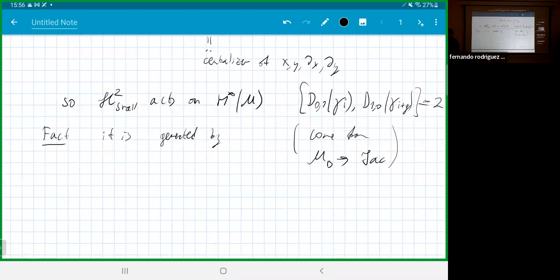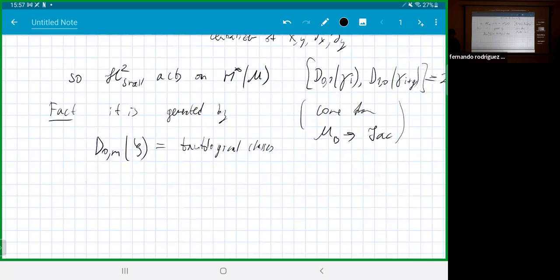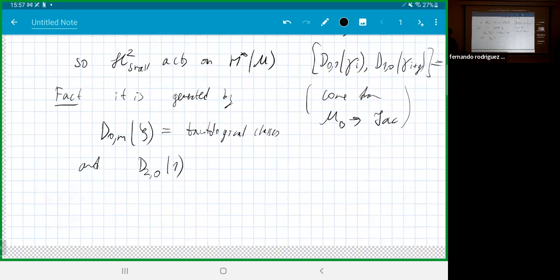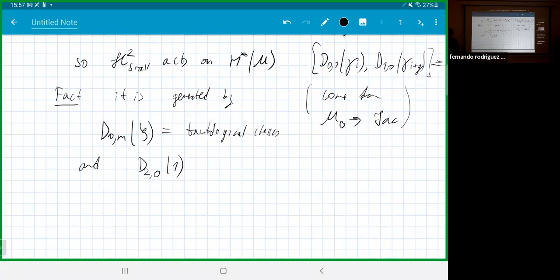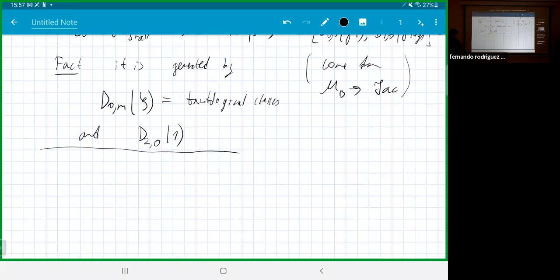So then it is generated by stuff like H zero M, T sign. These are the tautological classes, and the operator D to 0 of 1. So this should be H two small. Yeah, those smaller, yes. And now we have obtained the following statement.